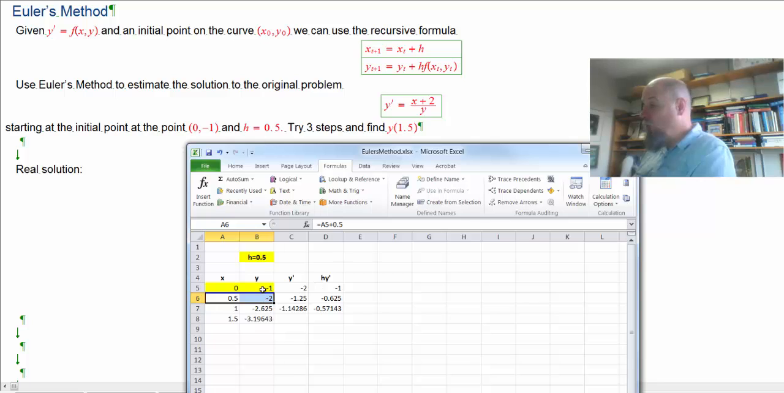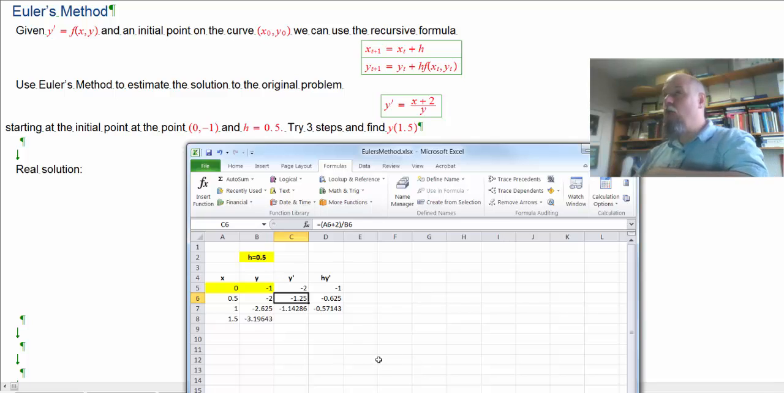I can find the tangent slope at that point, plug in x is equal to a half and y is equal to -1, and I calculate that the slope is equal to -1.25. That means if I move over 1, I would drop down 1.25, but I'm moving over a half, so I drop down 0.625. So new y is equal to old y plus hy prime. There's my next x value and y value.